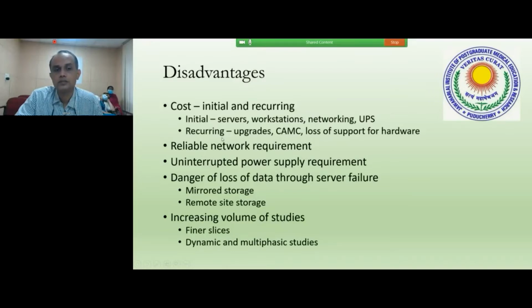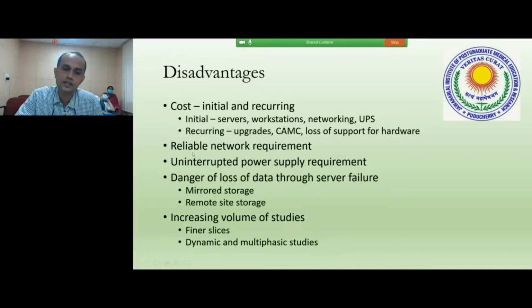The recurring costs are with respect to the upgrades that are necessary, the AMC contracts that we have to put in place to maintain all this hardware, and the loss of support for hardware. So even though the hardware is working, sometimes the original equipment manufacturer will not support it after 6 years, so we'll have to replace it. This is the recurring cost that is associated with PACS.